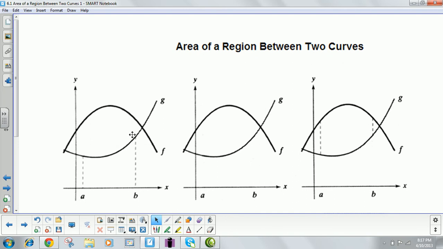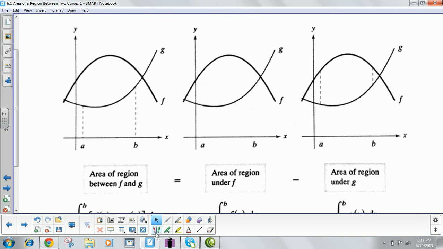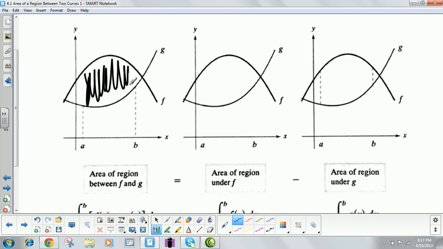First of all, the wording is extremely important. Like on this first one, it talks about the area between, the region between f and g. So the region between f and g is this region here. If you're going between the dotted lines, it's this region here. That's between f and g.